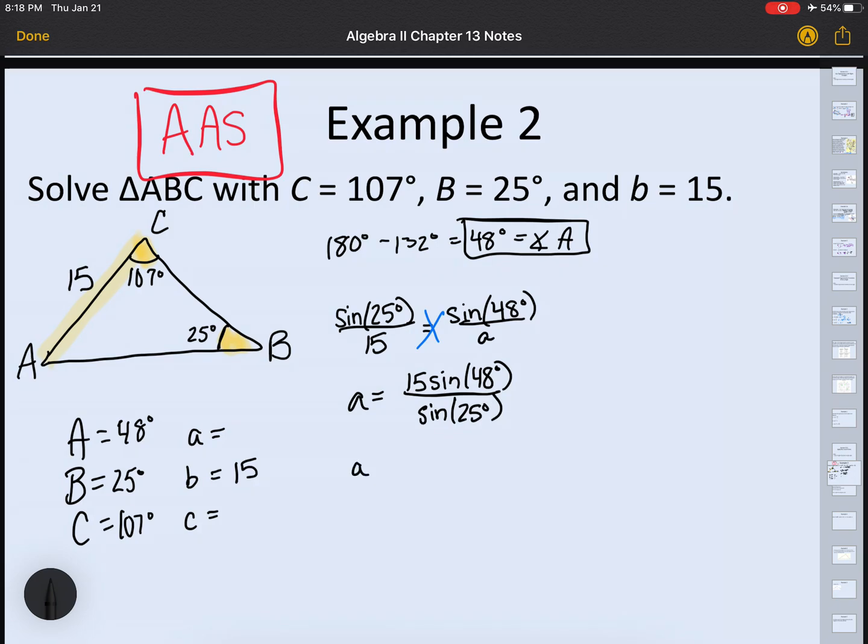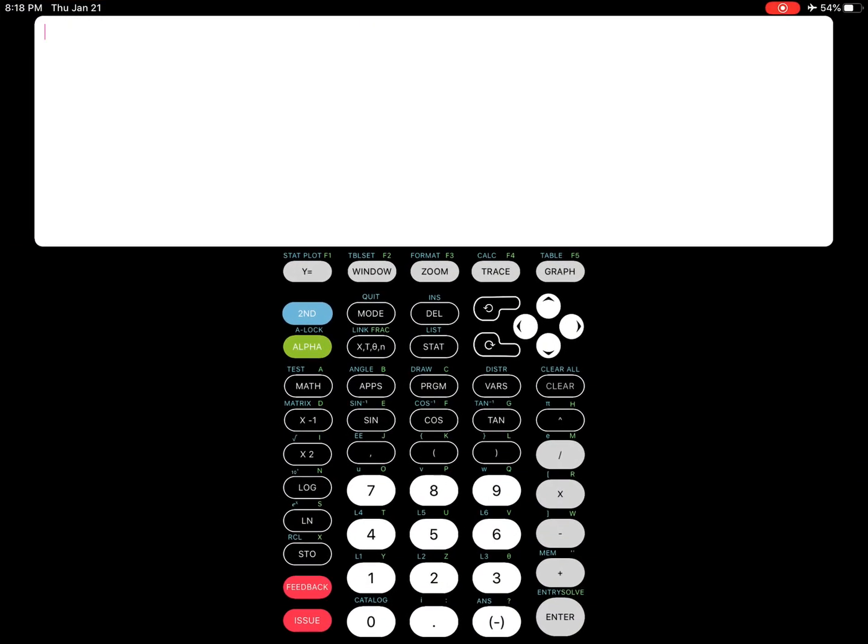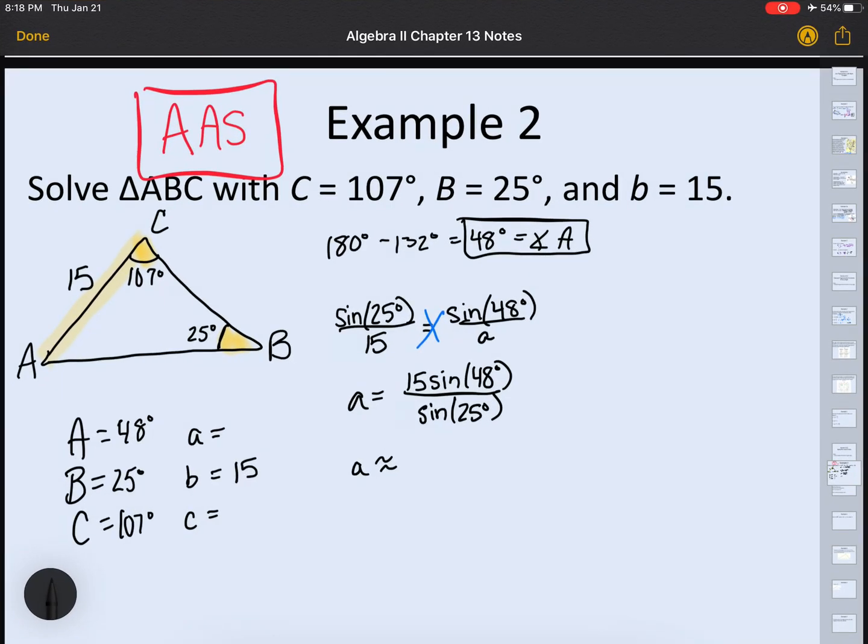Okay, so a is going to be about, and if we go to the calculator, 15 sine 48 over sine 25, and we get 26.4 if we round it off there. So 26.4, and that's units. So 26.4.